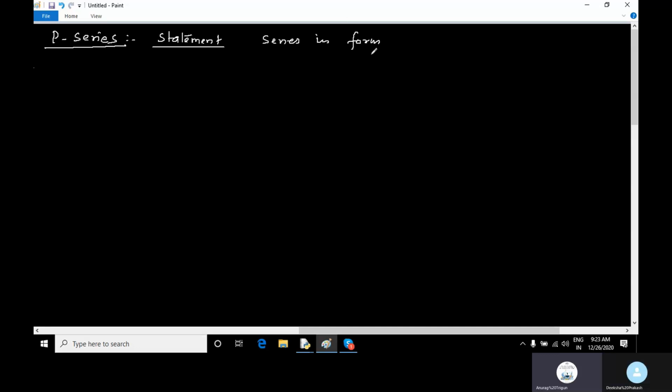If a series is given in the form of 1 by 1 to the power of p plus 1 by 2 to the power of p plus 1 by 3 to the power of p and so on, that is 1 by n to the power of p. So I can write it here as the summation of 1 by n to the power of p. If any series is given in this format, it is a p series.